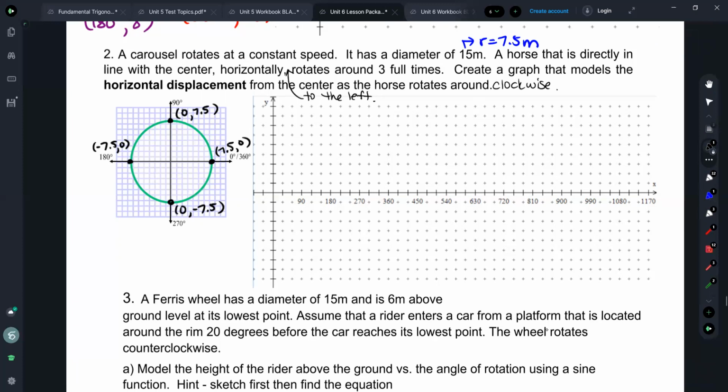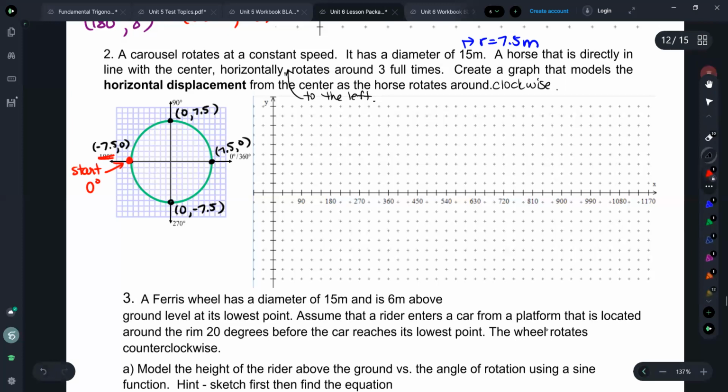Of course, this is directly in line with the center horizontally, and I added to the left. So where is that starting position? Directly in line with the center to the left. Yes, so we're going to start here. This will be our 0 degree location. So we're going to ignore that 180 there, and then we're going to rotate around. I added to the end, we're rotating clockwise from here.